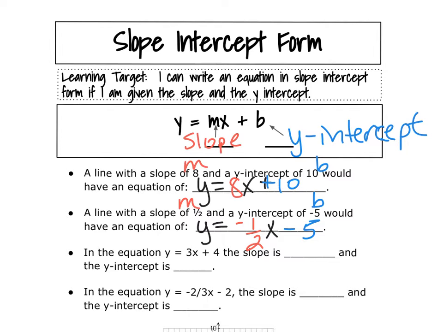Okay, so now what if they give us an equation? Can we find the slope and the y-intercept? Okay, so in the equation y equals 3x plus 4, the slope is, well, m is right in front of x, so it's 3. And the y-intercept is kind of what's tacked on the end there, so that is 4. Okay, in the equation y equals -2/3 x minus 2, m is my slope, that's right in front of x, so the slope is -2/3, and the y-intercept is -2.